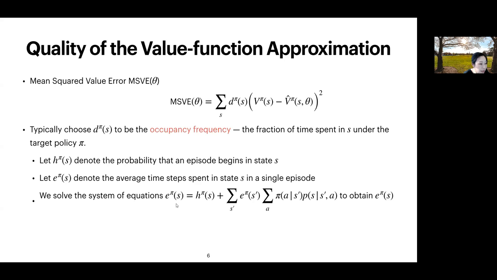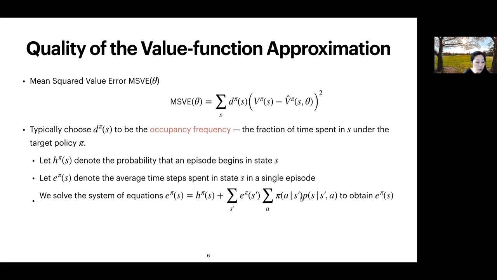This E pi of s is just the average time steps spent in state s. And corresponding E pi of s prime would also be the average time spent in a state s prime. So you can see you would have the system of equations for all the s and s prime, and you can just solve it using dynamic programming.